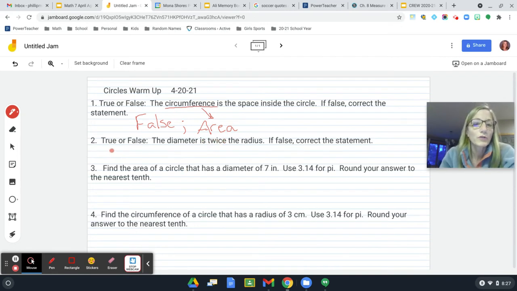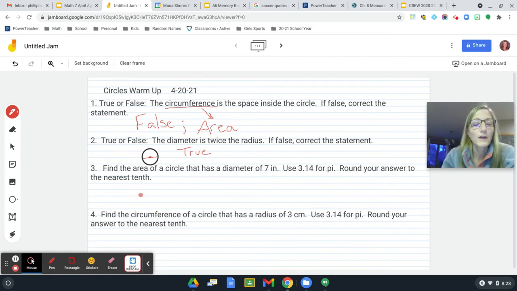Number 2, true or false, the diameter is twice the radius. Again, if false, correct the statement. So if we were to draw a circle and think about that center point that goes in the circle, and think about drawing a radius, right? Halfway. So the diameter is twice that. So if we have at the center point here, a radius drawn, and we know the diameter goes from one end of the circle to the other, we could extend that out still from the center point to reach that other side. That is a true statement.